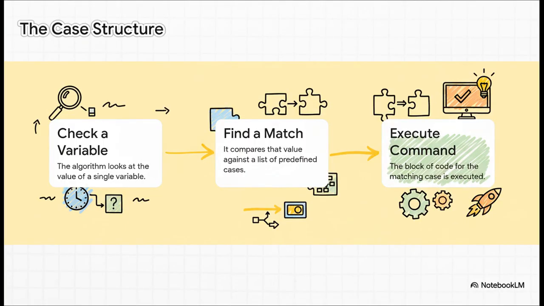A case structure works kind of like an old-school telephone switchboard. It takes a single variable and it checks its value against a list of predefined cases. If the variable's value matches value 1, great, it runs the code for that case and it's done. If it matches value 2, it runs that code instead, and so on. It is a much cleaner, much more readable way to handle a situation where you need to choose one action from a list of many possibilities instead of writing a super long and messy chain of if-else statements.